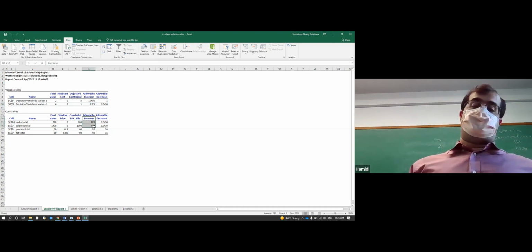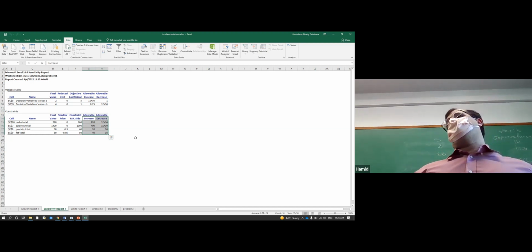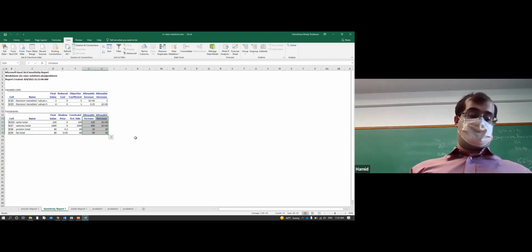And you can see the same allowable increase and decrease for your constraints, and the interpretation is the same: how much you can change your constraints without affecting your optimal solution or decision values.